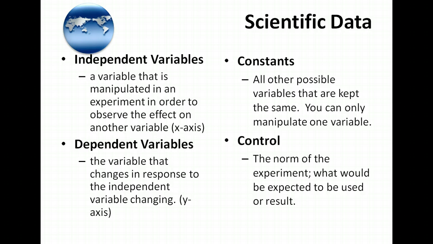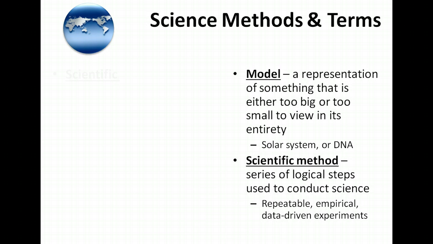The control, and I should have put the words on here, is basically a standard of comparison. It is the norm. What would be expected to be the result, or what would normally be used? So in our plant example, what would the control be? Water, because we normally feed a plant water.